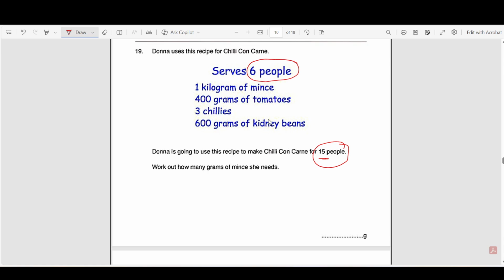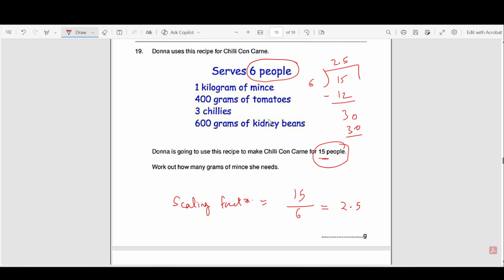So you need to find the scaling factor. Scaling factor is just the new serving over the original. New is 15 and original is 6, right? If you divide it, let's divide it. 6 times 2 is 12. Subtract, you get 3, put a decimal, 0 there. 6 times 5 is 30. So the answer is 2.5.